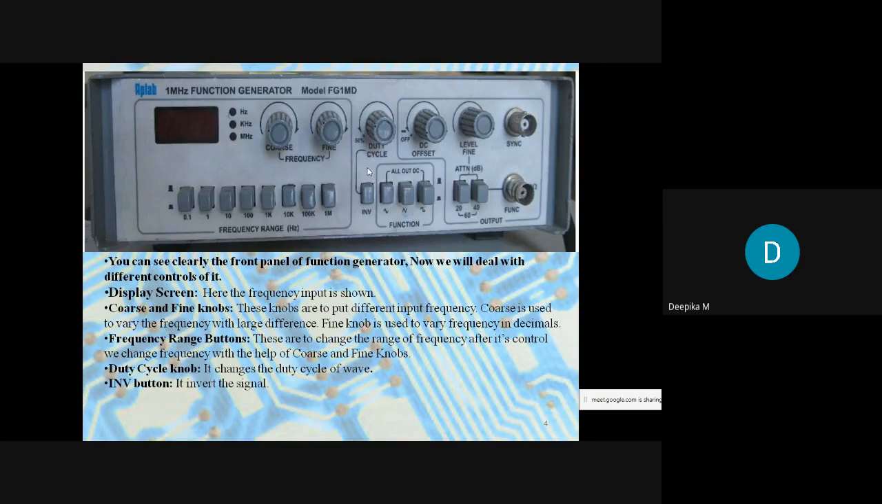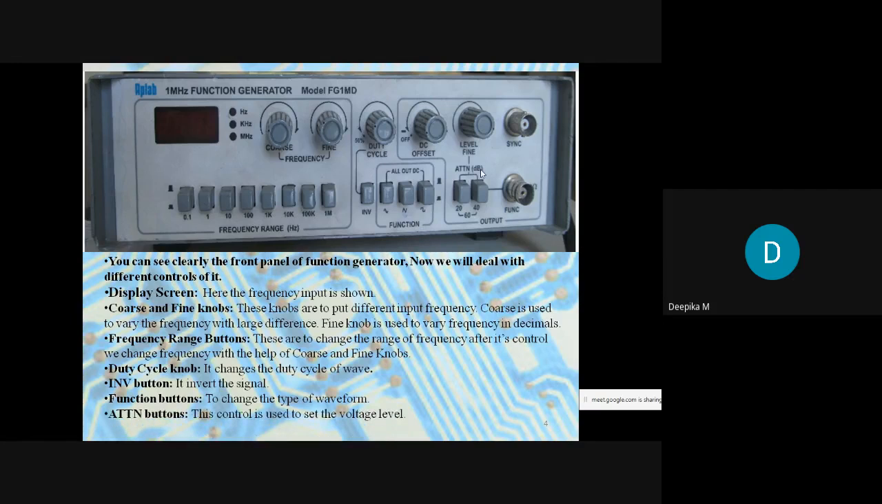And you can see here the invert button. So this invert button is usually used for inverting the signal. And we have the function button. So this function button can vary the function of the waveform. That means either you can obtain the sinusoidal, triangular, or pulsating, or I can say square wave. So these three types of waves can be obtained by using the function button adjustment.